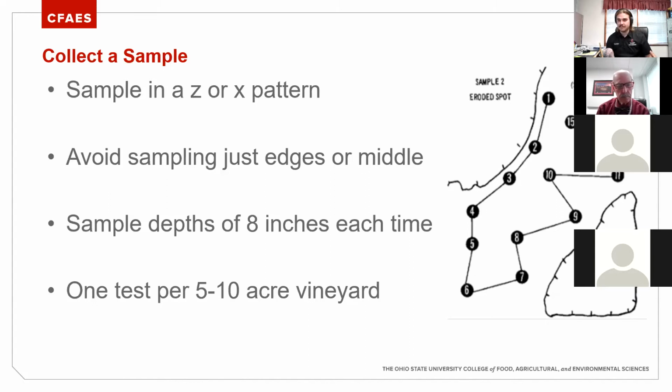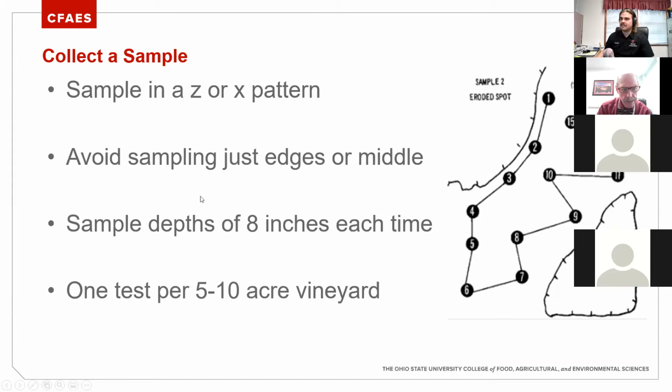Like I said, if you have a problem area, you can aim that soil test specifically at that problem area to see if there is an underlying cause of that. But really, you want to take a soil test of an area that is uniform, and between 5 and 10 acres is really the maximum size you want to test in your vineyard.